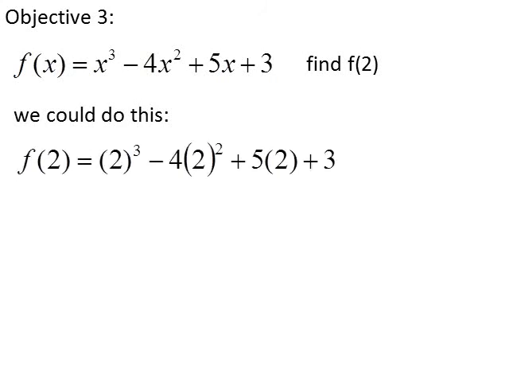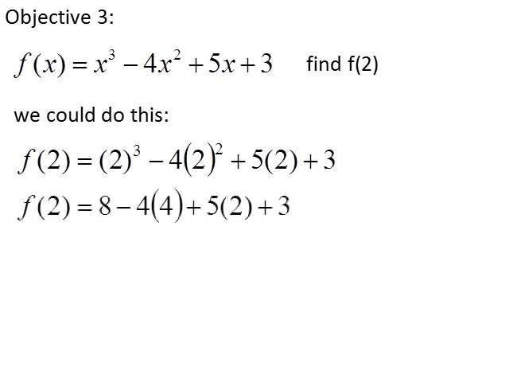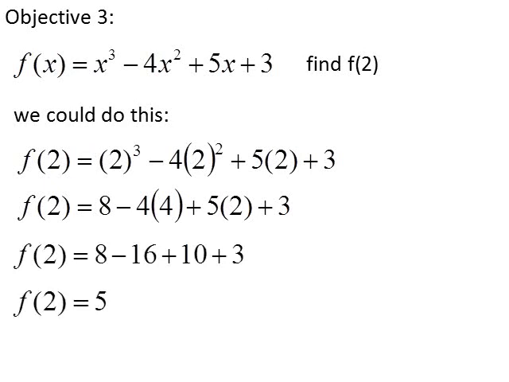So 2 to the third is 8, 2 squared is 4. Right, then you multiply out. So 4 times 4 is 16, 5 times 2 is 10, the 8 and the 3 remained unchanged. So now you have 8 minus 16 plus 10 plus 3, and if you add those all together, you get 5. That's one way to do it.